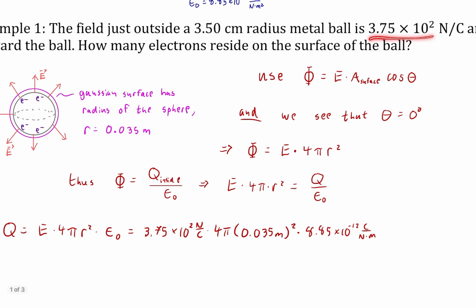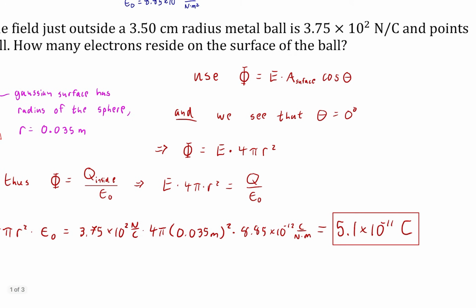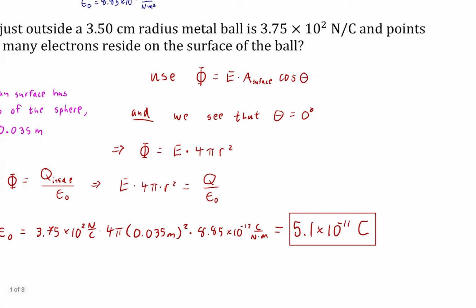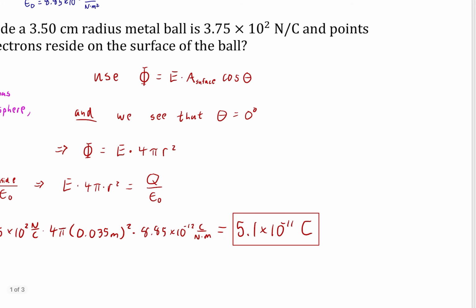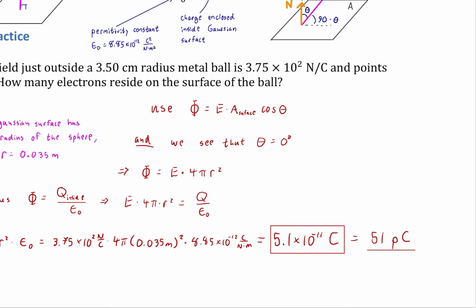Because we're given the field strength at the surface of the ball. So there we go. We find out that there are 5.1 times 10 to the negative 11 coulombs worth of electrons. Now, I actually didn't divide by 1.60 times 10 to the negative 19, which is coulombs per electron. If we were to do that conversion, then this would give us the number of electrons. But I just left it in terms of charge. It's 51 picocoulombs, however many electrons that is.